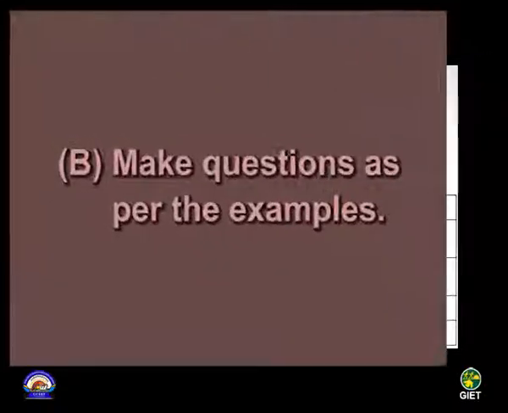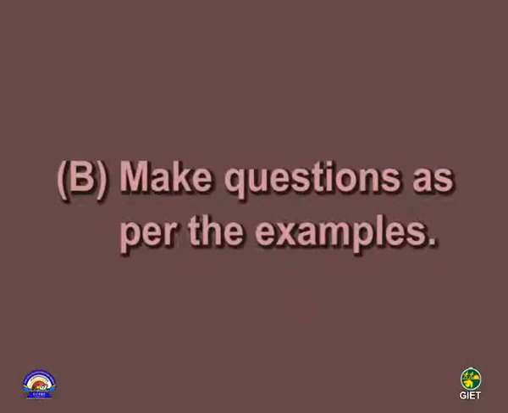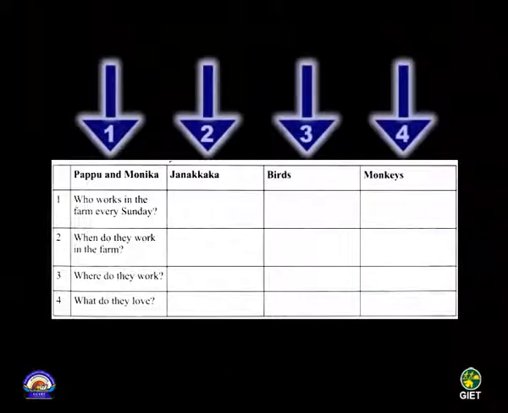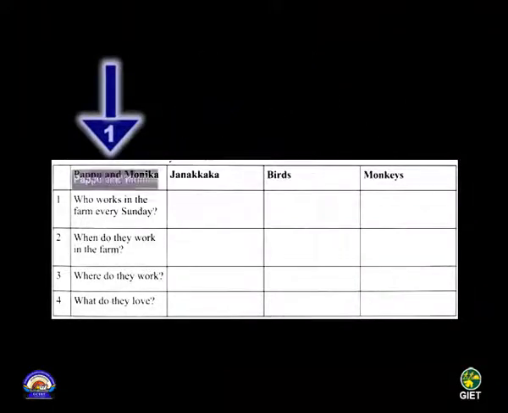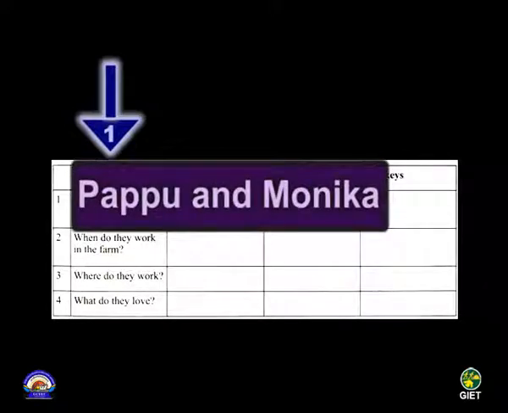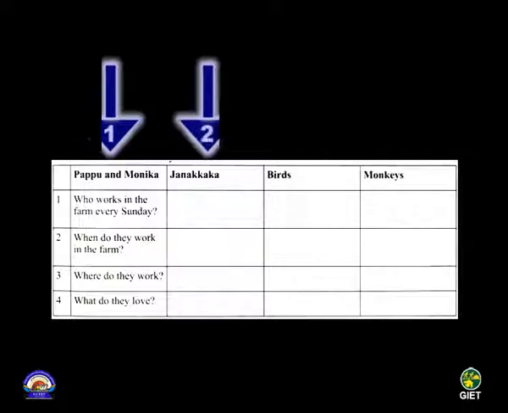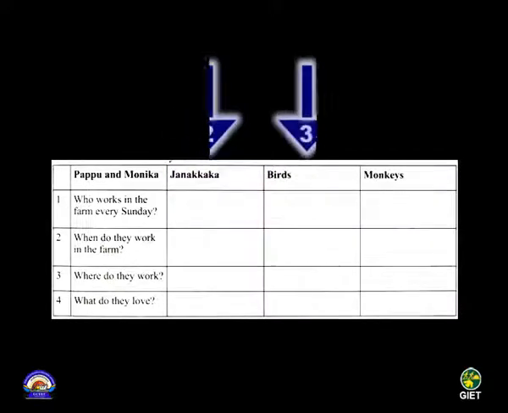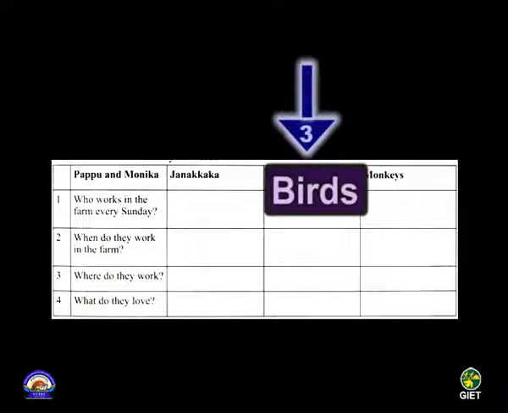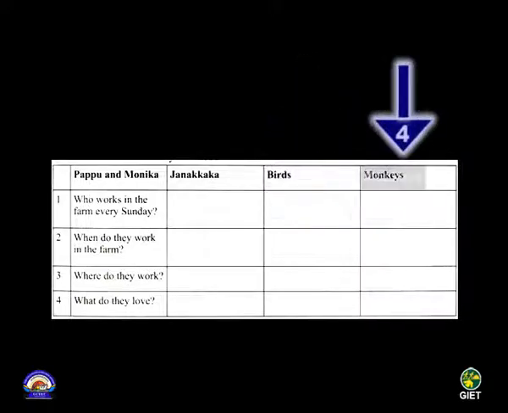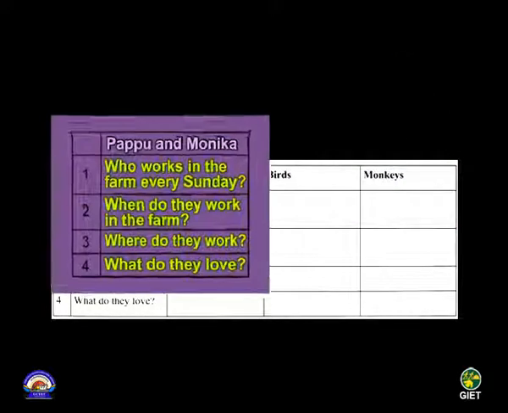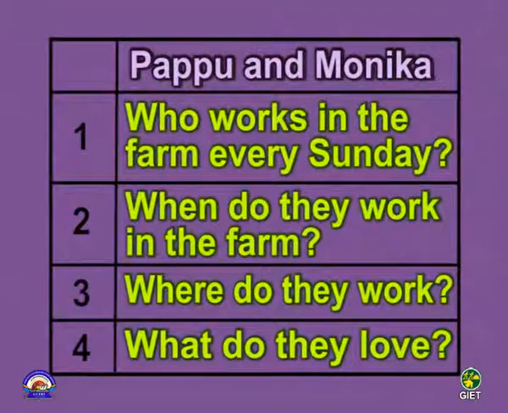You listen to it carefully. Make questions as per the examples. Let's see the table. Here are four columns. The first column is about Pappu and Monica. The second is Janak Kaka. The third is birds. And the last is monkeys.